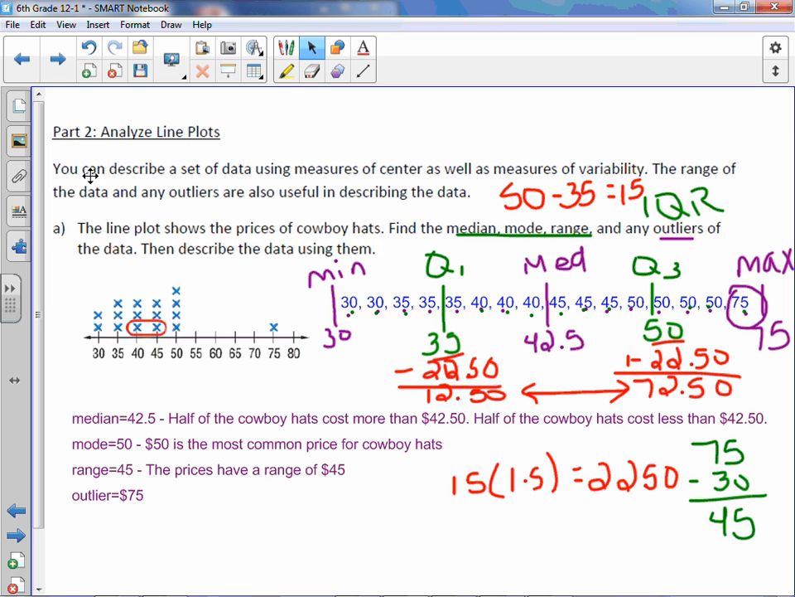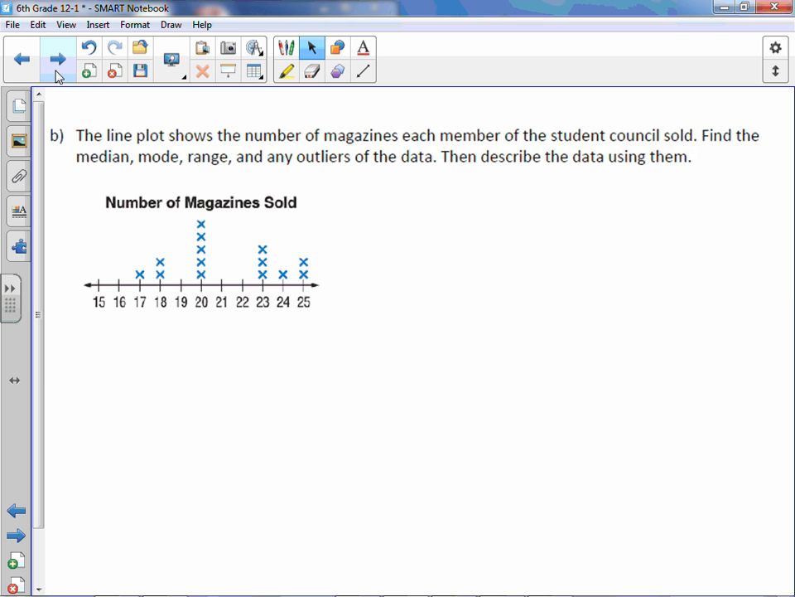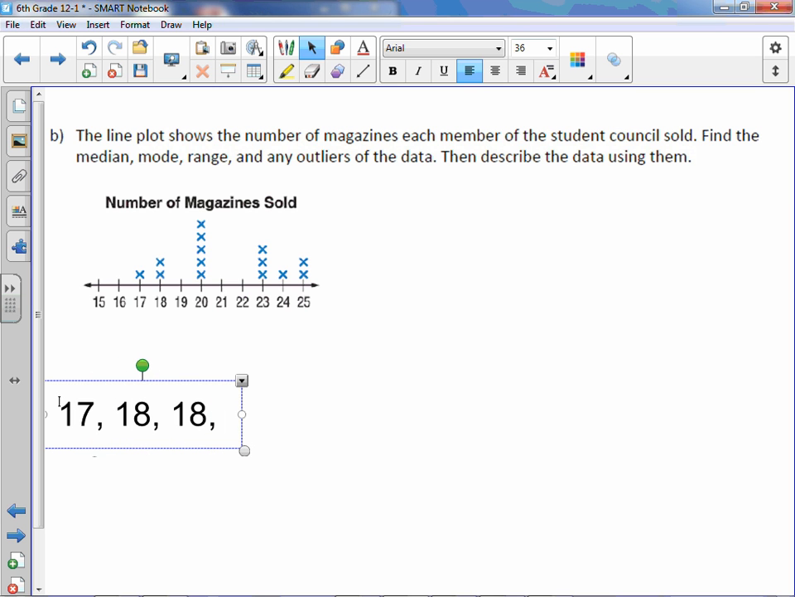Okay. Letter B. The line plot shows the number of magazines each member of the student council sold. Find the median, mode, range, and any outliers of the data. Then describe the data using them. So first thing we do is order them from least to greatest. 17, 18, 18. It looks like I have 5 20s.